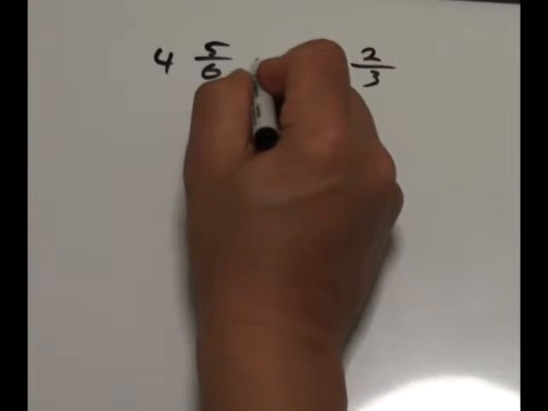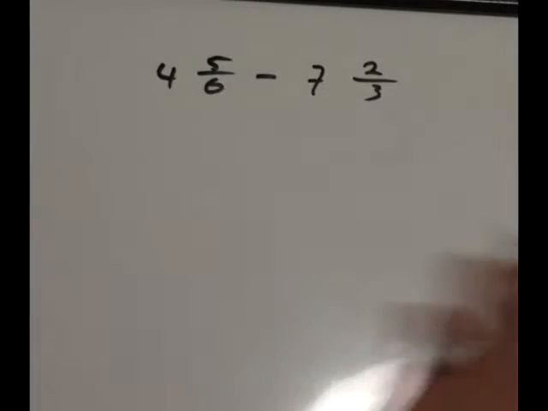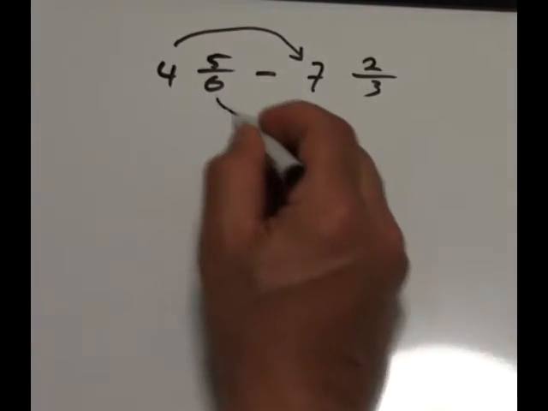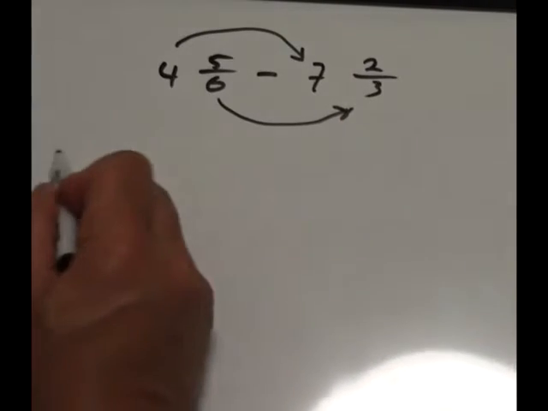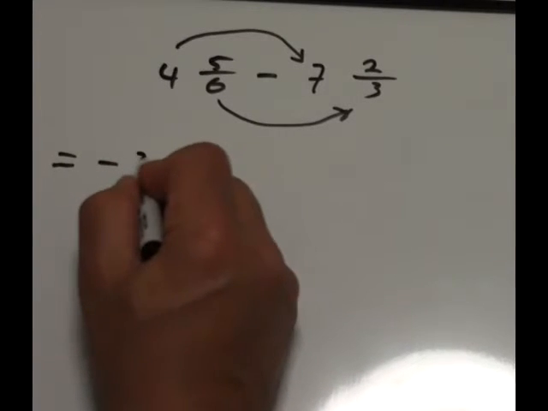Let's do a minus. How do we do that? We take away the whole numbers from each other, and we take away the fractions from each other. So what's 4 take away 7? Well, 4 take away 7 is going to be minus 3.